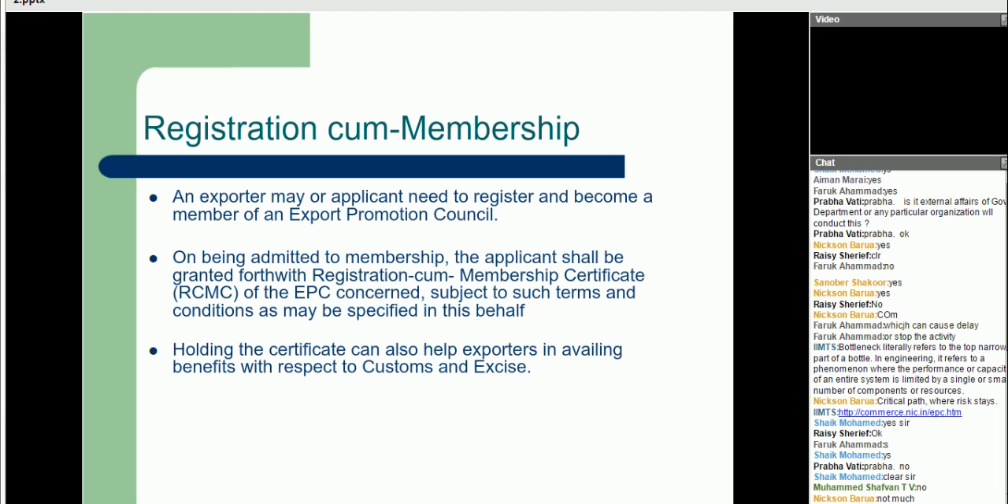Okay, now registration cum membership. An exporter or applicant needs to register and become a member of the Export Promotion Council. Only then they will get the benefits from the Export Promotion Council. On being admitted to membership, the applicant shall be granted a registration cum membership certificate, that is called RCMC, of the Export Promotion Council concerned, subject to such terms and conditions as may be specified in this behalf. Holding the certificate can also help the exporters in availing the benefits with respect to the custom and excise duties. Clear?